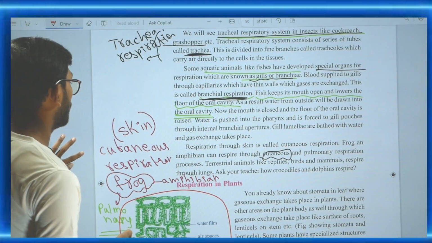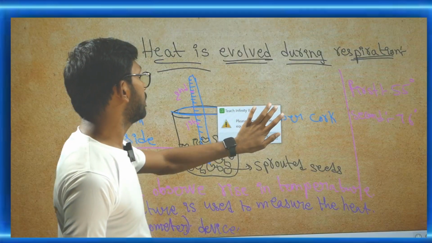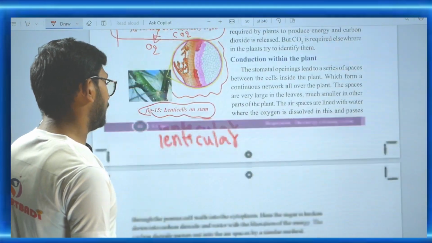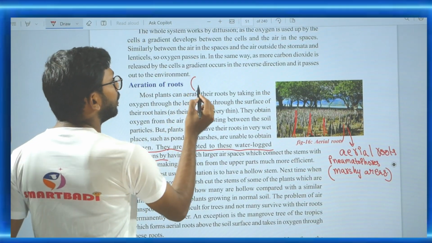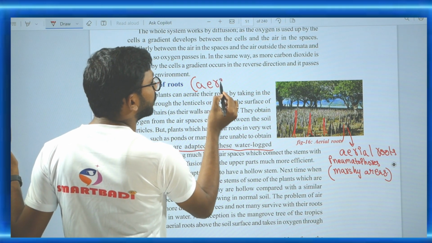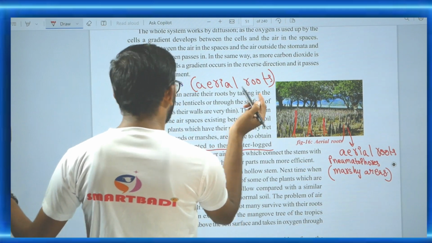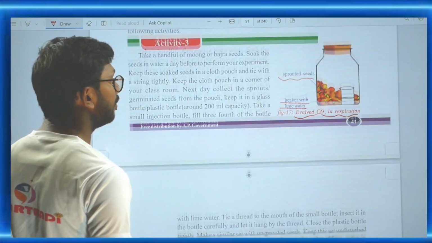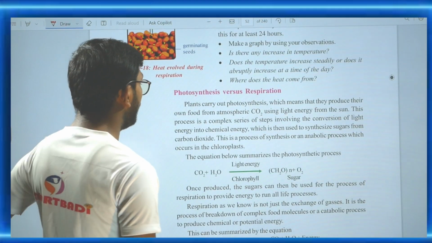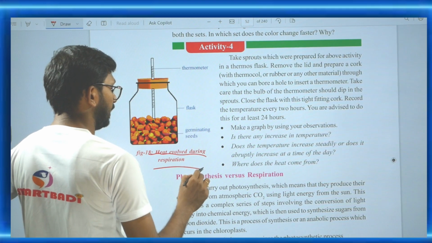Apart from that, as in today's class, we have discussed in this video respiration in plants and how it occurs. After the respiration of plants, aeration of roots. Aeration of roots means you can also call these the aerial roots. The appearance of roots in air is called the aeration of roots. And moreover, CO2 evolved in respiration. And finally, it is about the heat evolved during respiration.